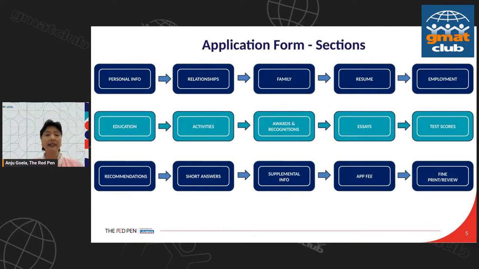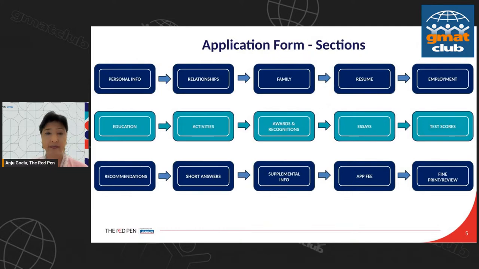All right. What schools essentially mean when they talk of relationships in the application form is, one, they want to know if anybody who's related to you is applying to the business school. It could be your siblings, your cousins, your significant other, your spouse, who's also applying to business school along with you. Also, if you are related to someone who is an alumni of the school, they like to know that.